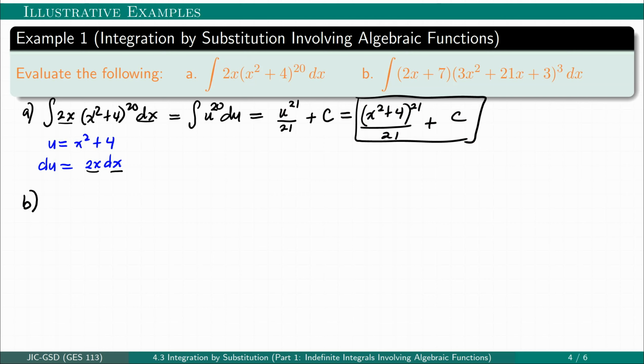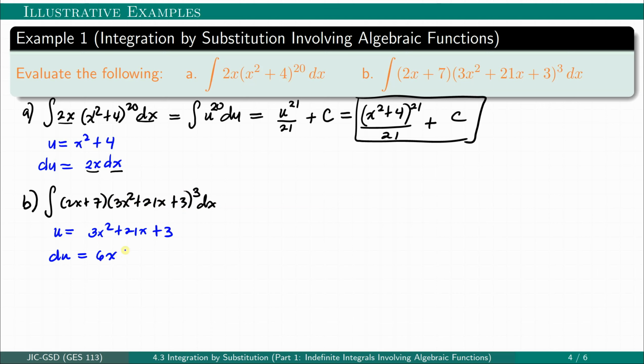For letter B, we have integral of 2x plus 7 multiplied by 3x squared plus 21x plus 3 raised to 3 dx. Now, usually, we will let that function to be the u. So this will be 3x squared plus 21x plus 3. Taking the derivatives of both sides, we will get du on the left. On the right, we will have 6x plus 21, but this is with respect to x.